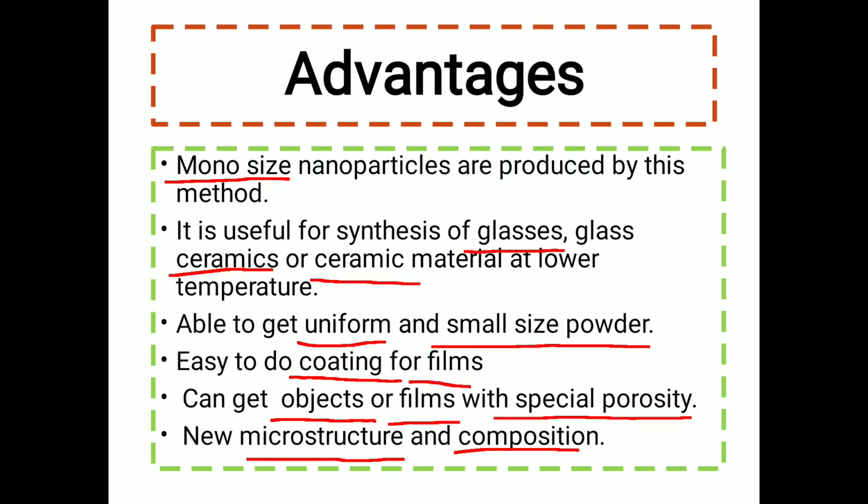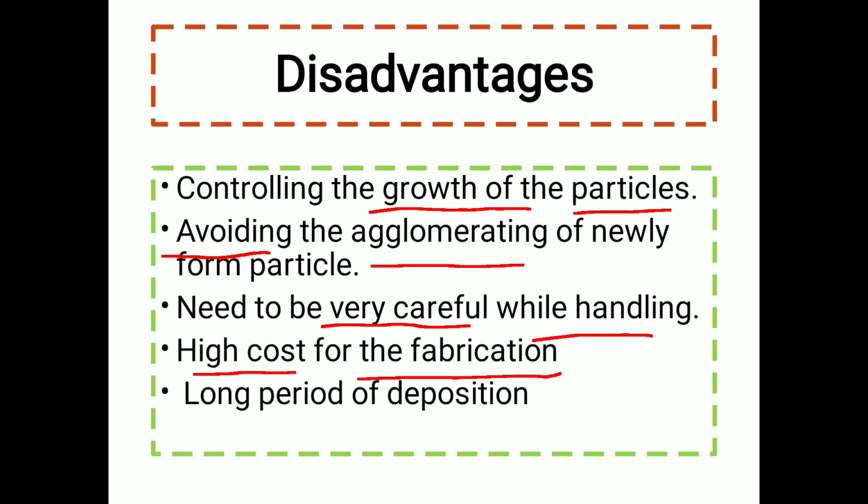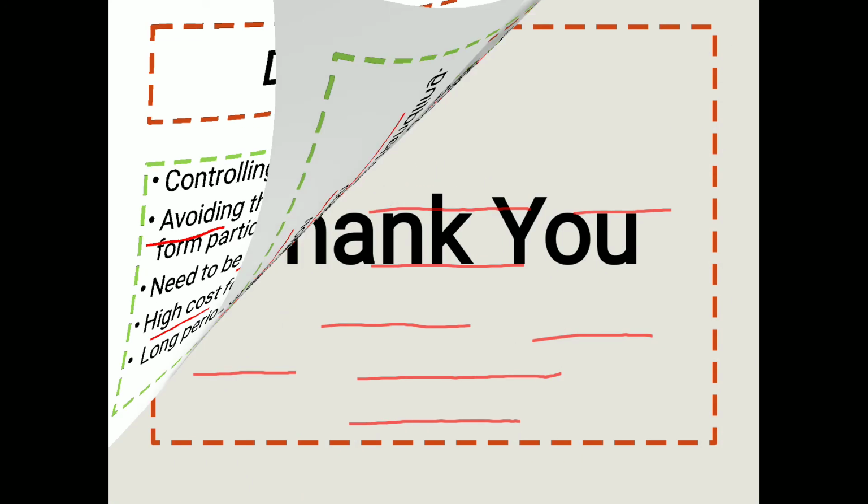As there are various advantages, there are certain disadvantages also. These are: it is hard to control the growth of the particles. In this method there is a need to avoid agglomeration of the newly formed particles. The sol gel method requires great care while handling. This method requires high cost for fabrication, and it requires a long period for the deposition.